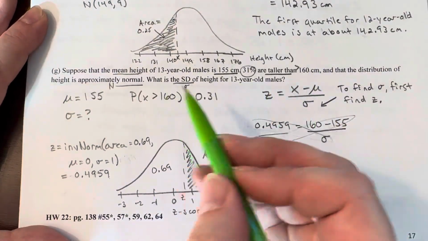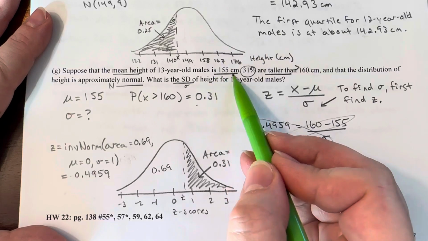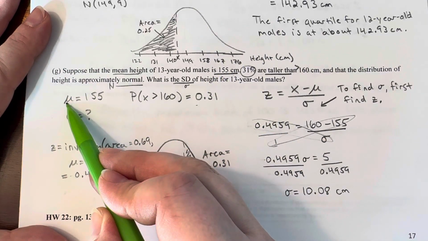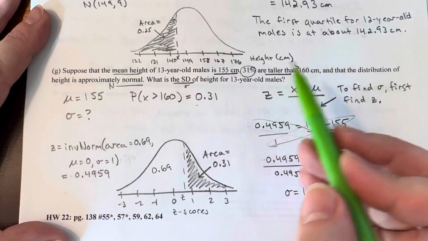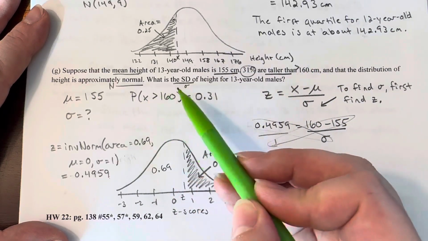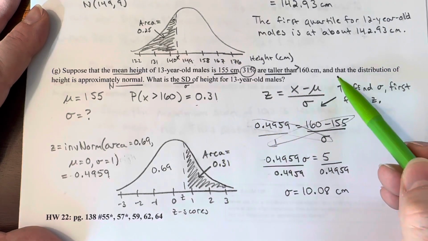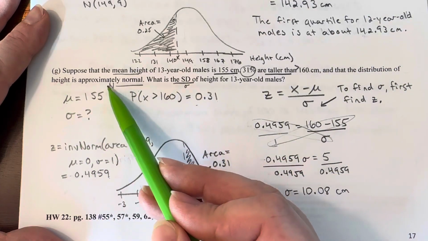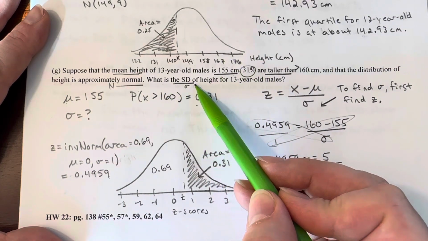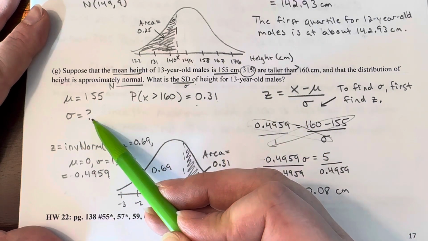All right, so let's break down the information we have. Suppose the mean height of 13-year-old males is 155 centimeters. We have mu. 31% are taller than 160 centimeters. We know the proportion of values greater than 160 is 0.31. The distribution of height is approximately normal. We know the shape. What is the standard deviation of the height for 13-year-old males? We're trying to find sigma.